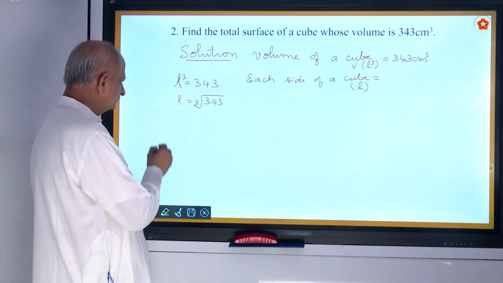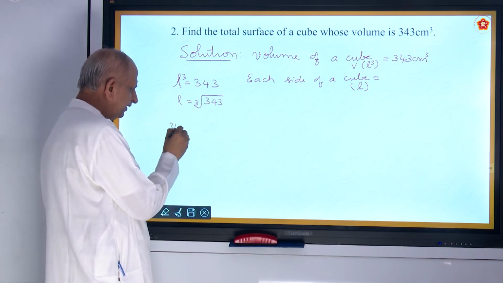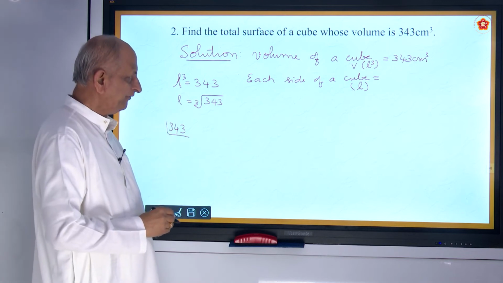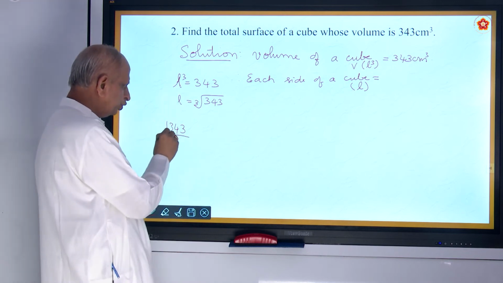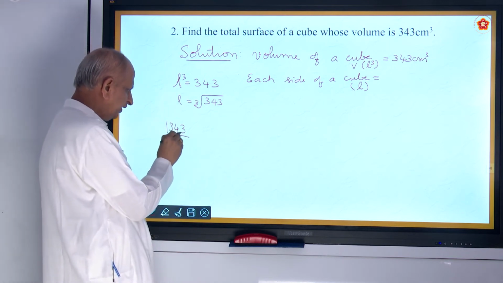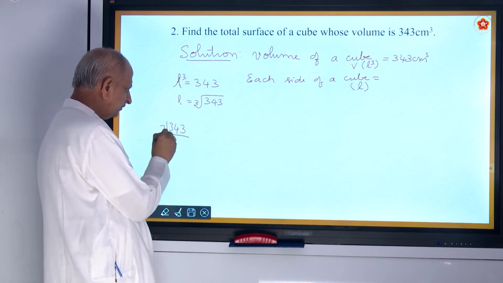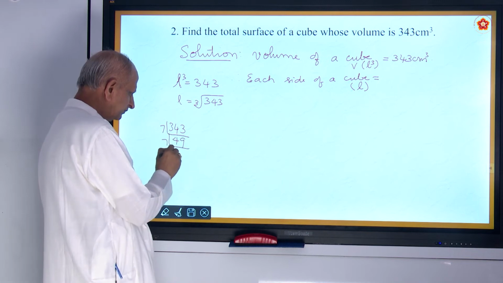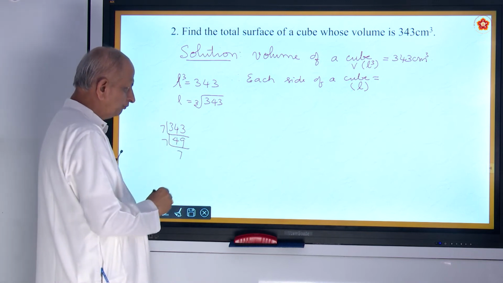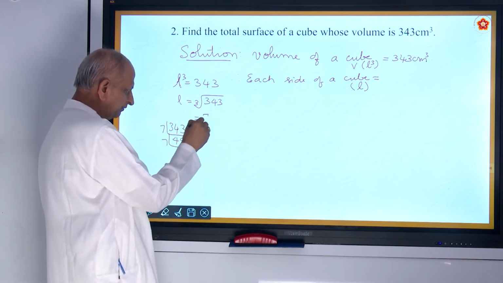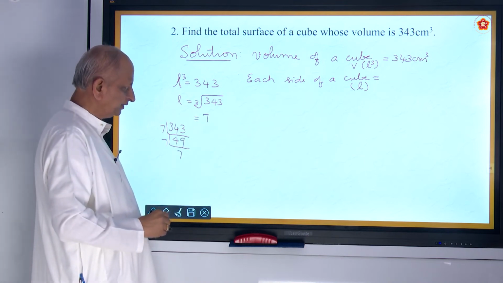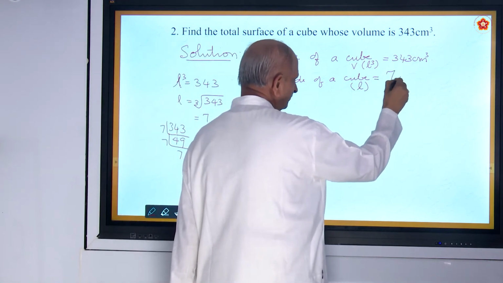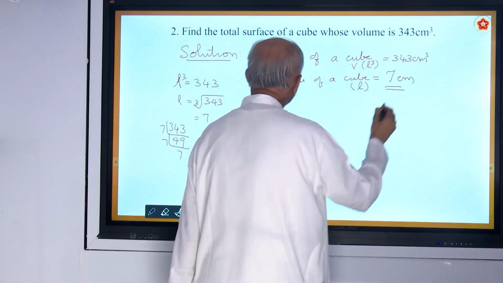How to know it? Just divide by the prime factors. It won't go with 2, it won't go with 3, 5, 7. 7 fours are correct. So 7 cube, L becomes 7. Cube root of 343, that is 7. So each side becomes 7 centimeters.